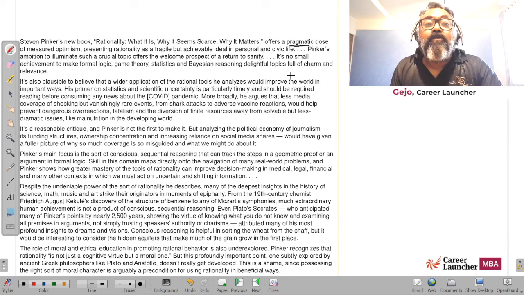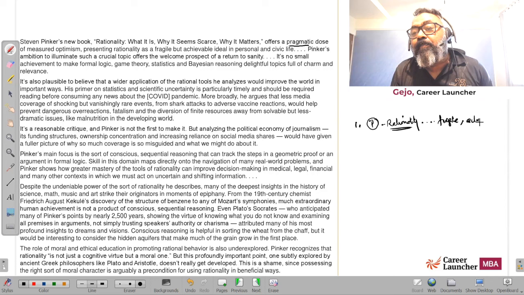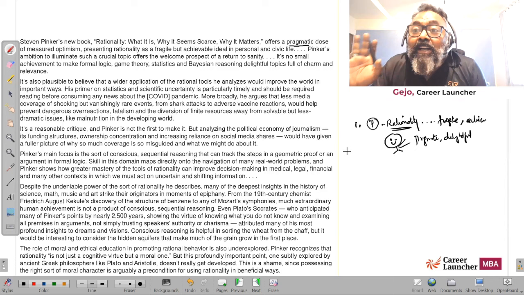We've got Pinker, I'm just going to call him P. There's a book on rationality. And there is a broad overview of what the book is about. This is Pinker's view: rationality is fragile, but it is achievable. And the author is saying that at least the author is happy that we have got a book which is practical, pragmatic, delightful. The author seems to have a positive response to this particular book. So far, that's what we have understood. Let's move on to the second paragraph.